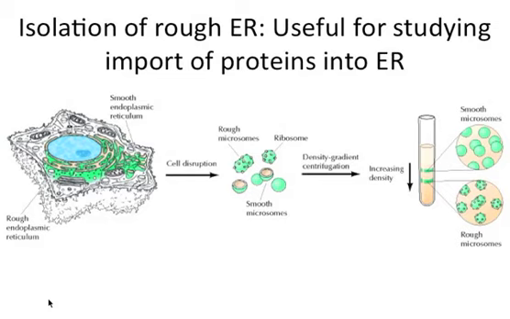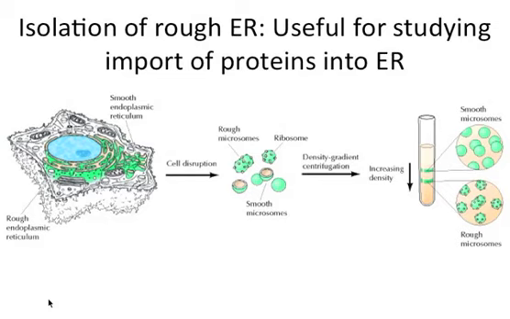Okay, don't worry. So this is where we ended the other day. We were talking about isolating rough ER and how this is useful for studying import of proteins into the ER, right? Like little ERs that you can play with in the test tube. So when you disrupt your cell, you get microsomes, these little spheres of lipid that are coming from the ER membrane, and you can centrifuge them, and they will band in two different bands based on their density, right? And as you told me on Monday, the rough microsomes are on the bottom because they're heavier, and the smooth microsomes are on the top.